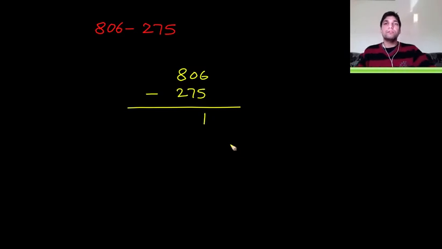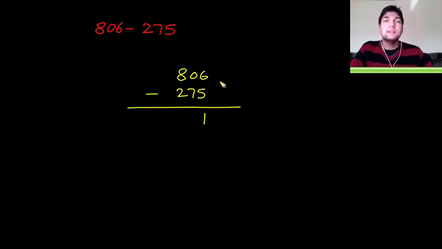But 0 and 7, now again we got a big problem, right? 0 is smaller, way too smaller. It's like 0, it's nothing. And we are going to subtract from nothing. We are going to subtract 7 from nothing. So how to do that? So if we see here, we have 8 over here.